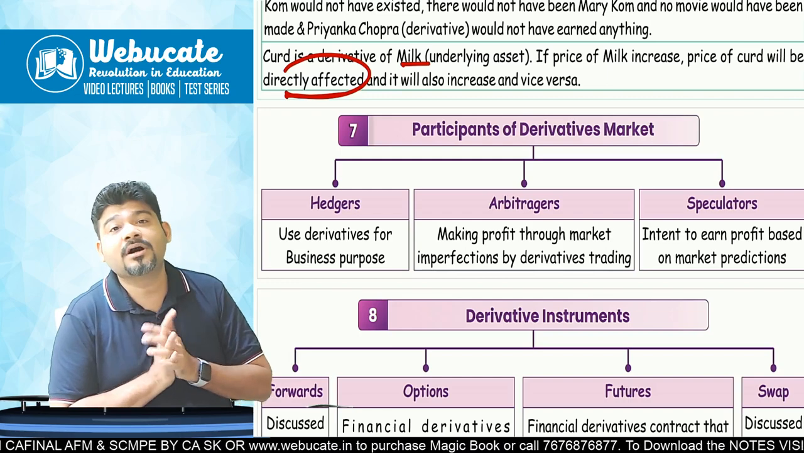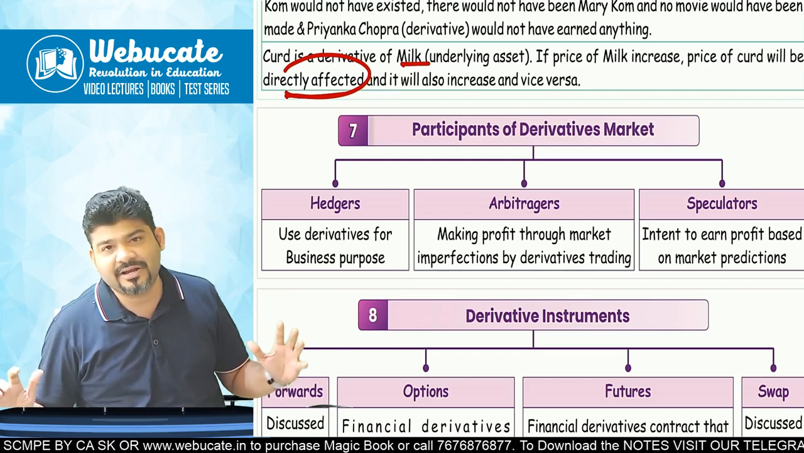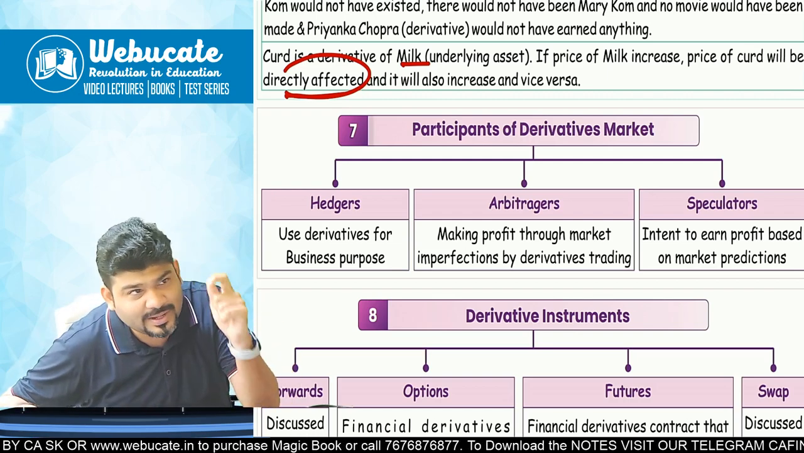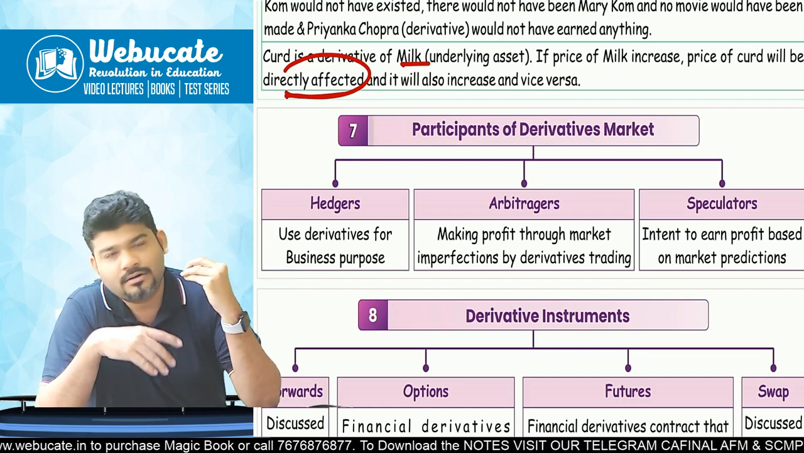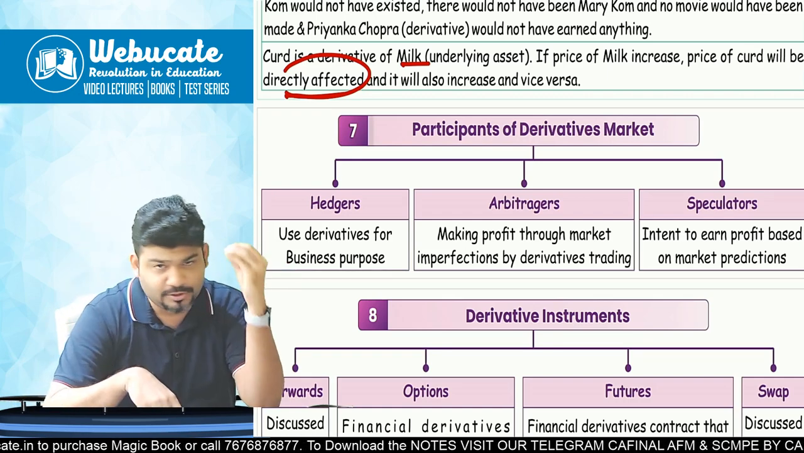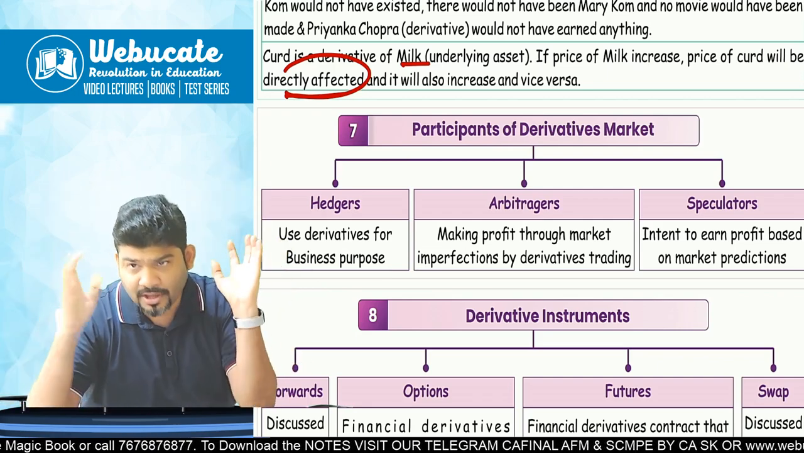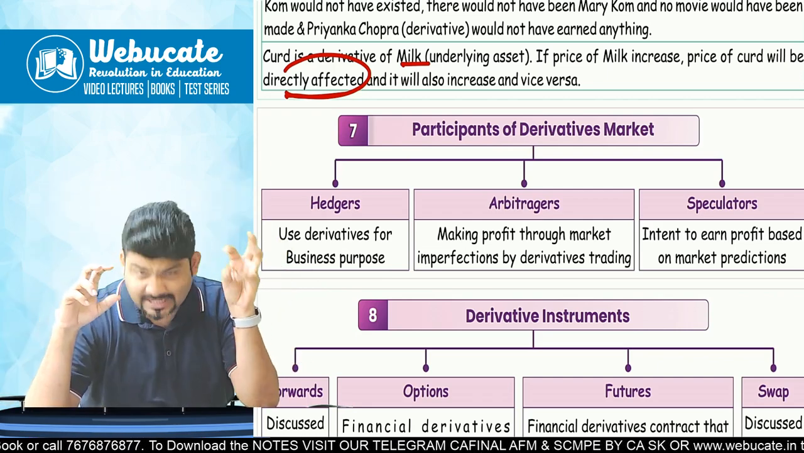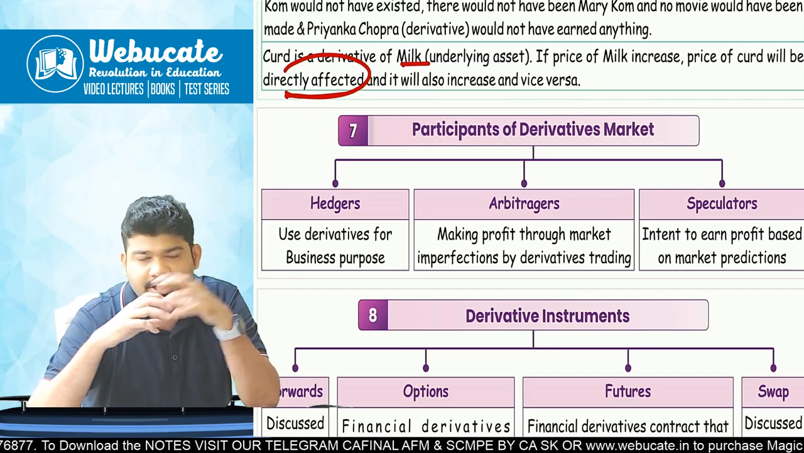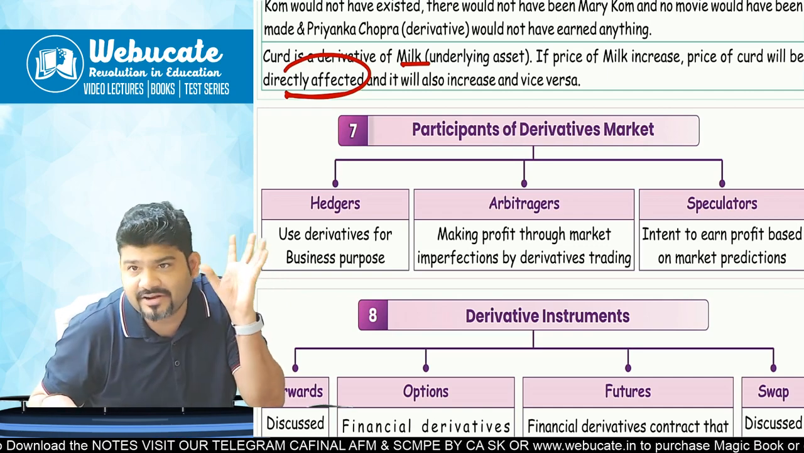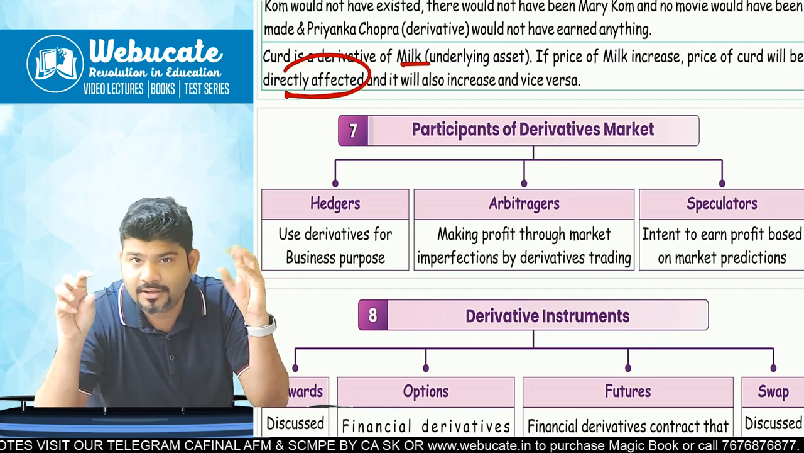Who is an arbitrager? An arbitrager is a person who will make a risk-free profit. Let's take a simple example of an equity share. In the National Stock Exchange, one equity share of Reliance is equal to rupees 2,500, and in the Bombay Stock Exchange, it is 2,550. Is that a possibility? Yes.